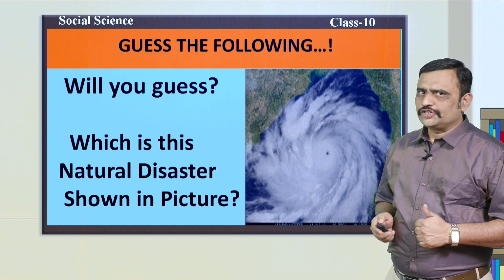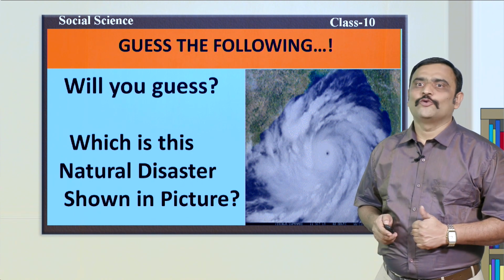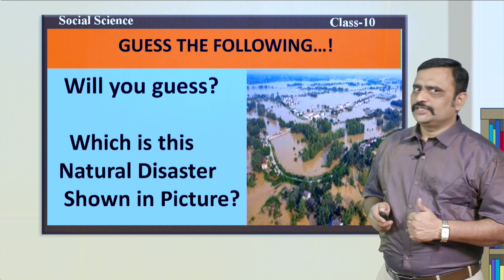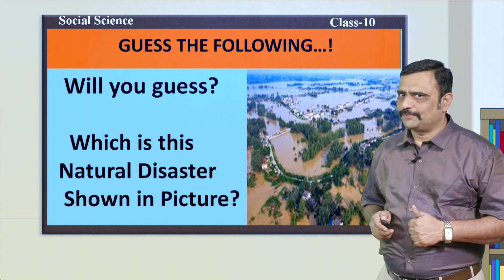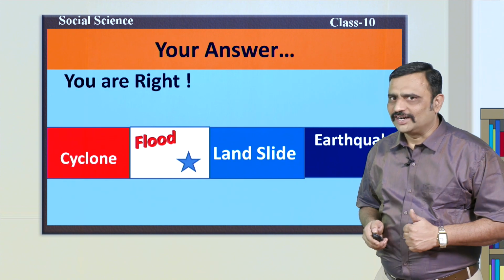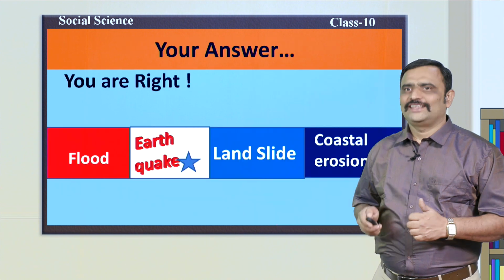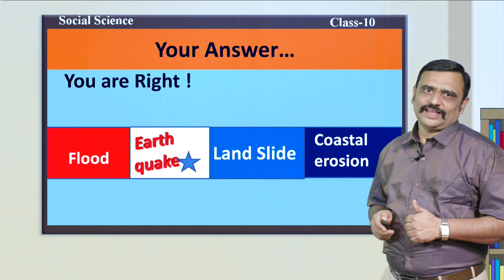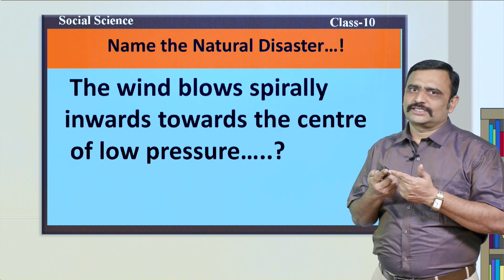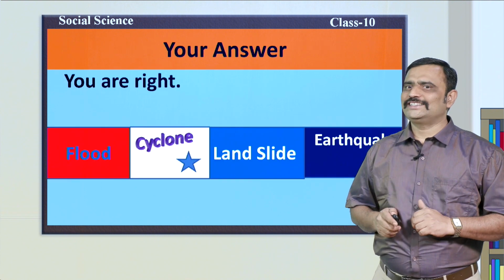Will you guess which is the natural disaster shown in the picture? Yes dear students, you are exactly right. It is cyclone. Will you guess which is this natural disaster shown in the picture? Yes, you are exactly right. It is floods. Will you guess which is this natural disaster shown in the picture? Yes, it is earthquake. Name the natural disaster when the wind blows spirally inwards towards the center of low pressure. Yes, dear students, it's cyclone.